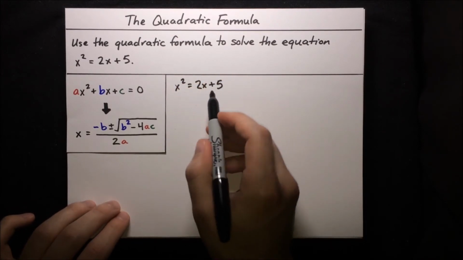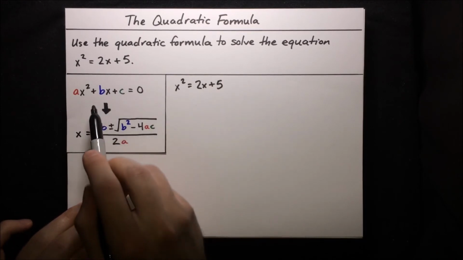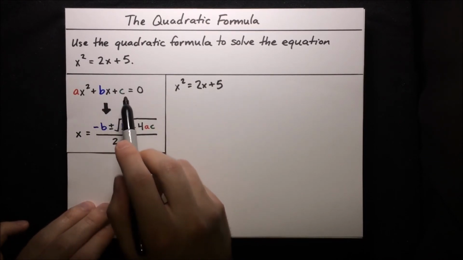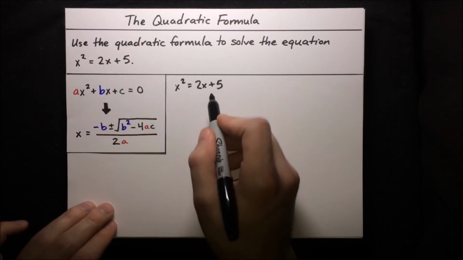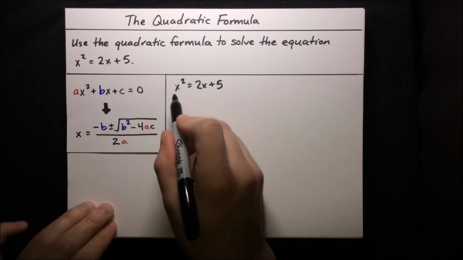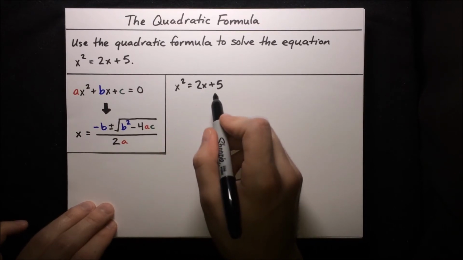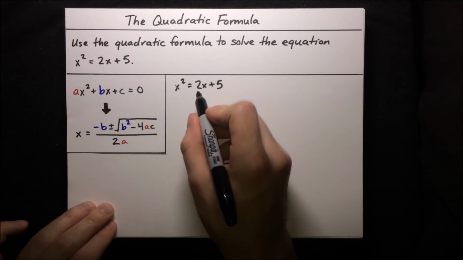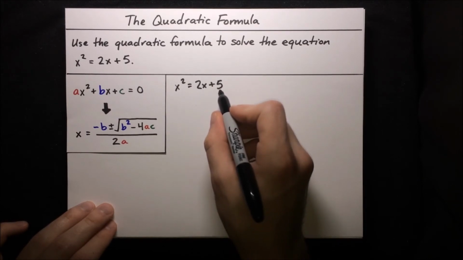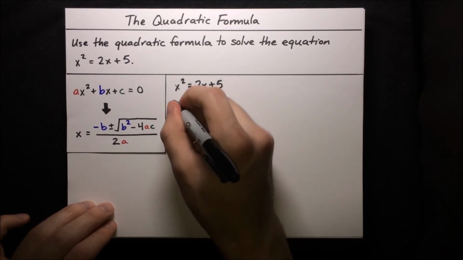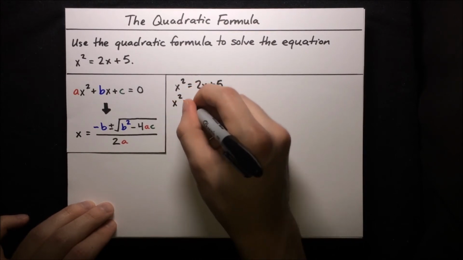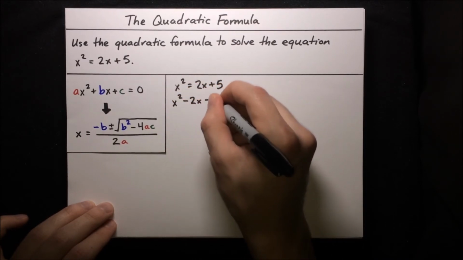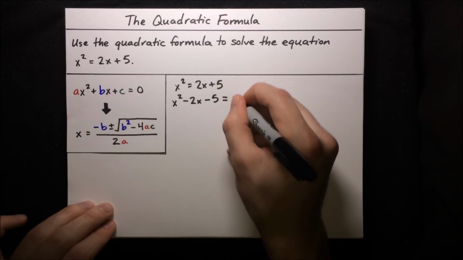First thing we want to do is manipulate this equation to get it in the form ax squared plus bx plus c equals 0. So let's just move whatever's on the right-hand side over to the left-hand side so that the right-hand side becomes 0. And to do that, we're going to have to subtract 2x and subtract 5 on both sides. So we'll have x squared minus 2x minus 5 is equal to 0.